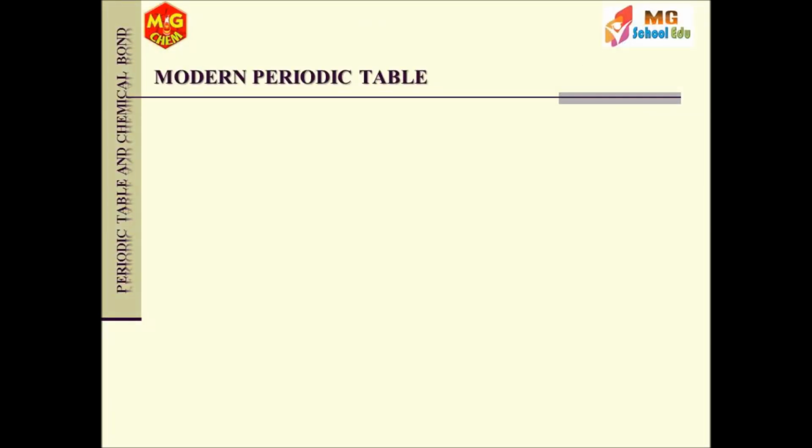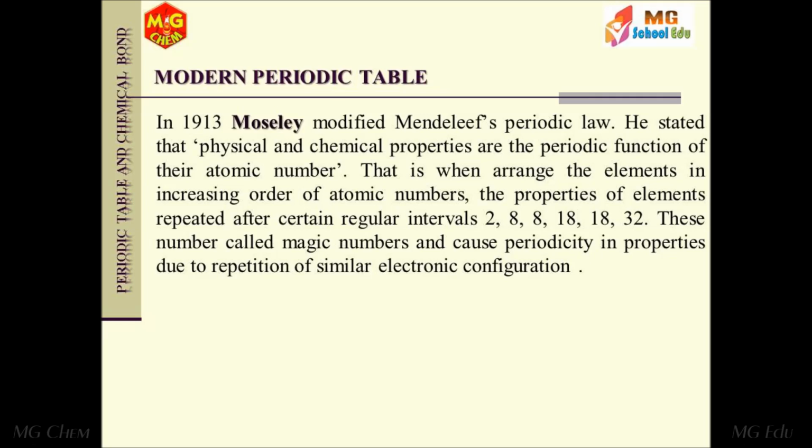Modern periodic table. In 1913, Moseley modified Mendeleev's periodic law. He stated that physical and chemical properties are a periodic function of their atomic number. That is, when the elements are arranged in increasing order of atomic numbers, the properties of elements repeat after certain regular intervals: 2, 8, 8, 18, 18, 32. These numbers are called magic numbers, and cause periodicity in properties due to repetition of similar electronic configuration.